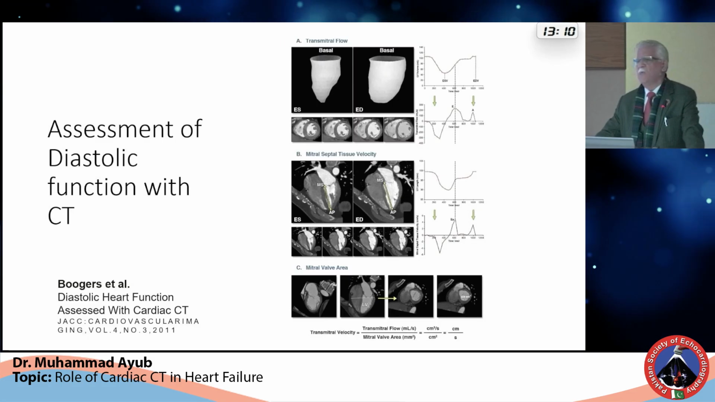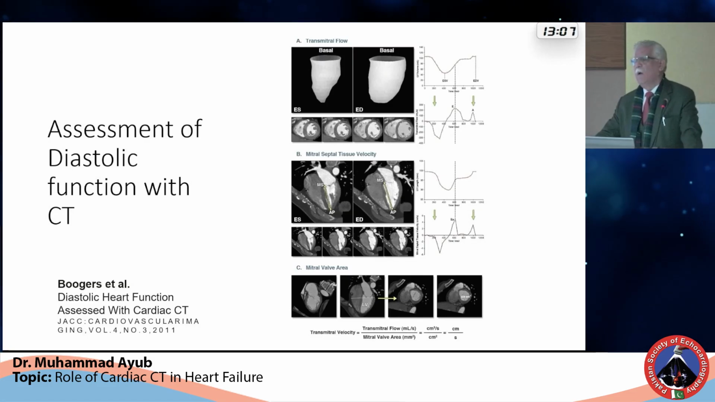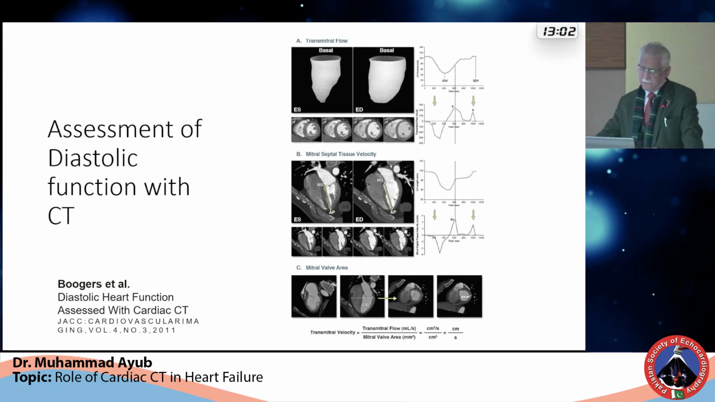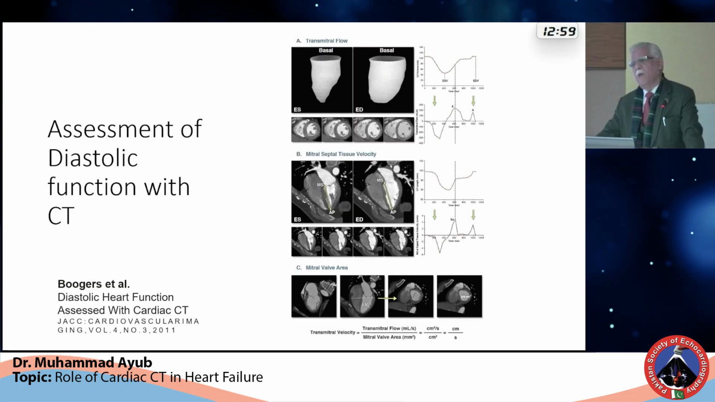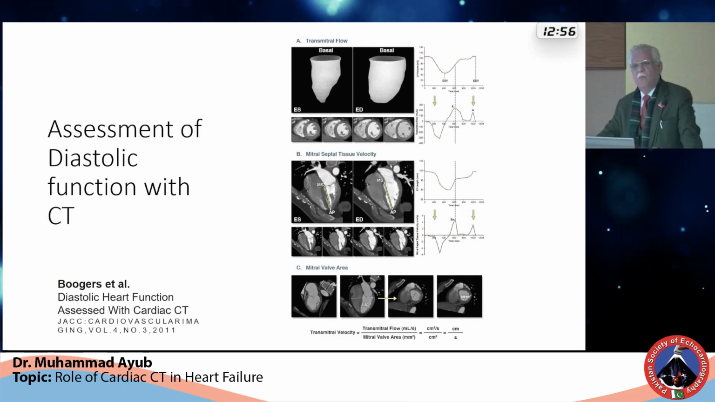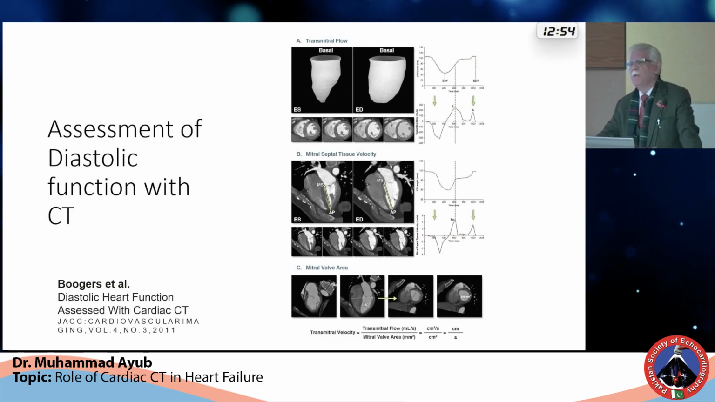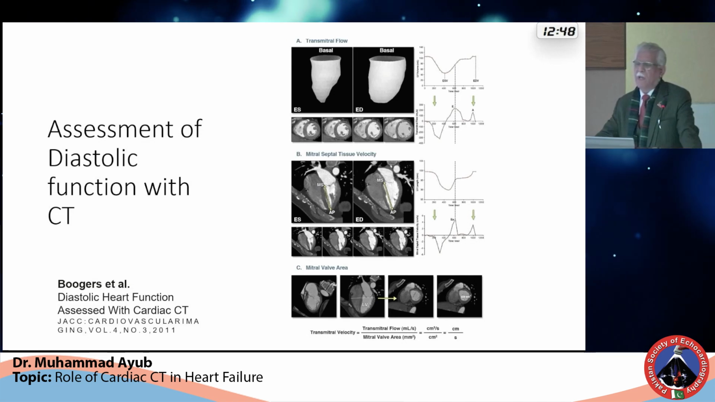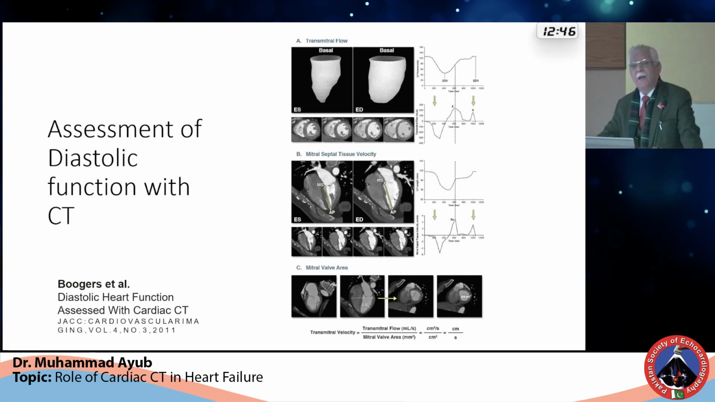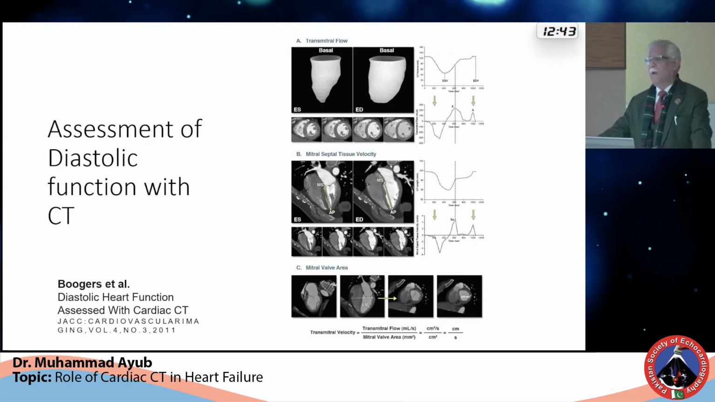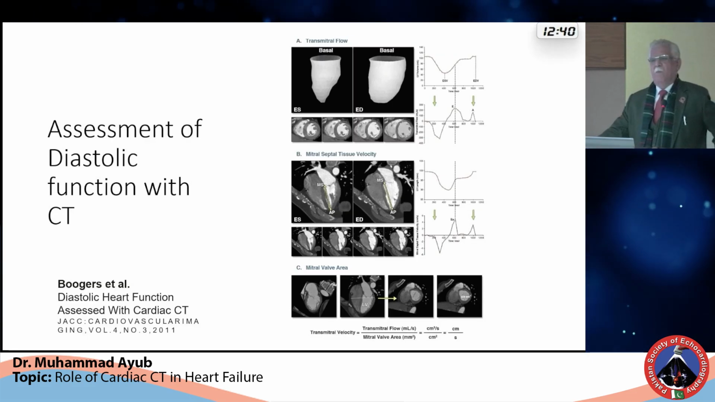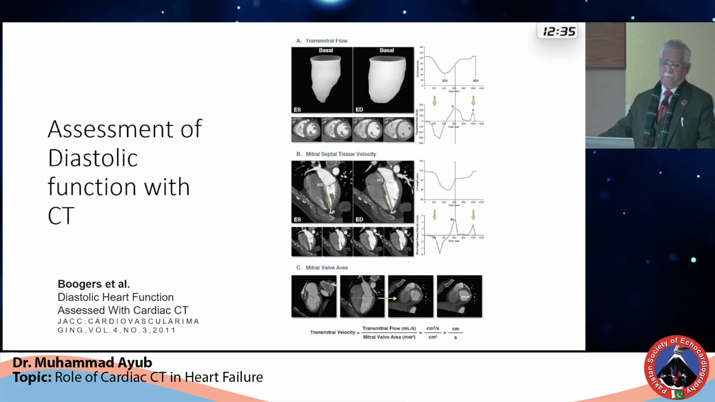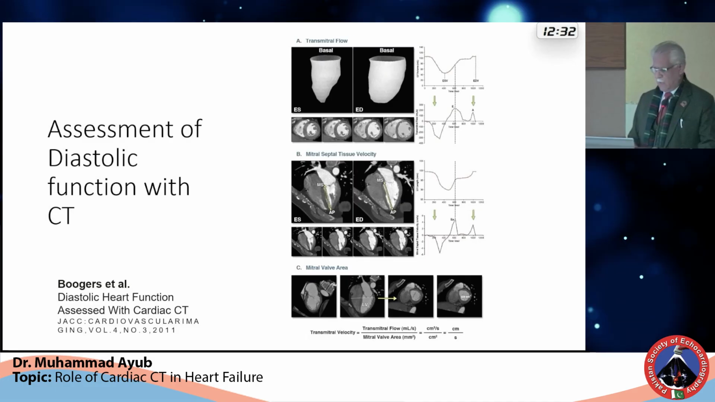So in this way, you can instantaneously measure mitral flow in all phases. And if you measure mitral annulus area also with the CT, and you divide the flow by the mitral annulus area, then you will get the velocity. So indirectly you can measure all the parameters which you measure with echocardiography. You can measure velocities and you can measure the flow rate. So you can have an idea about diastolic function as well.